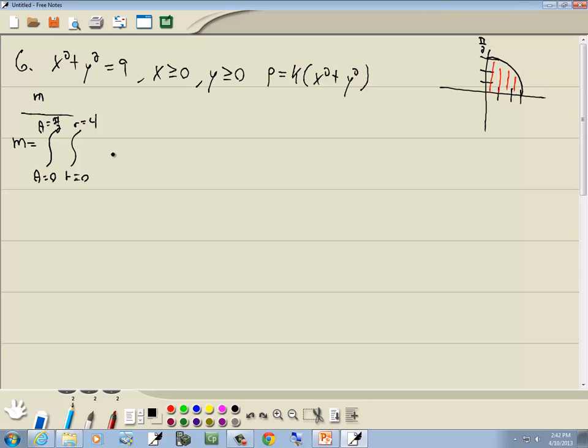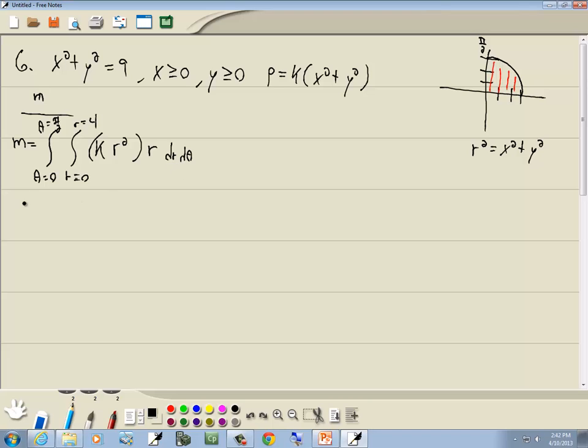Now we're going to have rho in here. Now rho is this, and remember that r squared is equal to x squared plus y squared. So the k is going to remain, and then this gets replaced by r squared. So that's our rho. Now remember, when we switch it to polar, we have to add on an extra r. So then dr d theta.